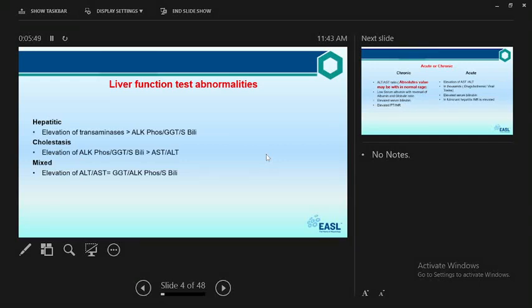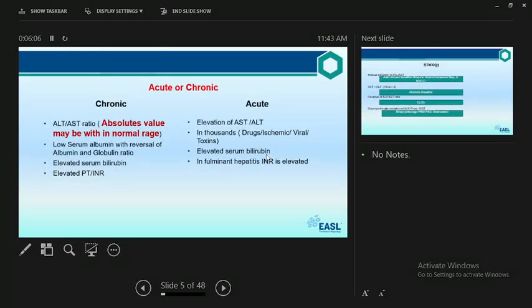When there's cholestasis, yes, you can have disproportionate elevation of alkaline phosphatase and gamma GT. You can have some elevation of AST, ALT, but when you compare the proportion, the elevation of alkaline phosphatase is much greater than the elevation of AST, ALT. But you can have some mixed type as well, where the proportion is more or less equal. So that could be a mixed type.